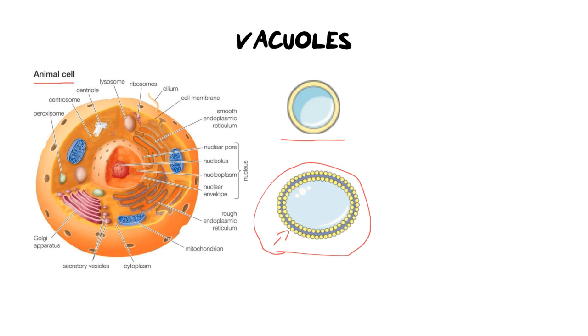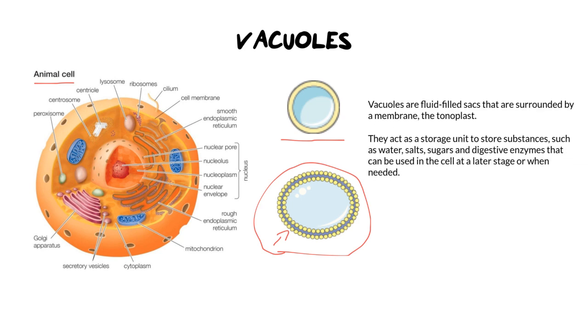Now, the living part of the vacuole is the membrane on the outside, which is this section over here. It is called the tonoplast. And essentially, vacuoles act as a storage unit. It's a place where we keep things until we need them. And that can be things like water, salt, sugar, even digestive enzymes, even wastes, things that we don't need.